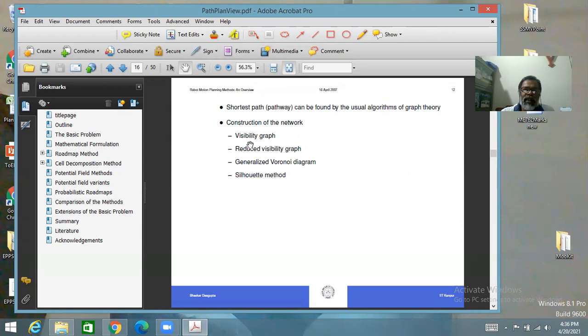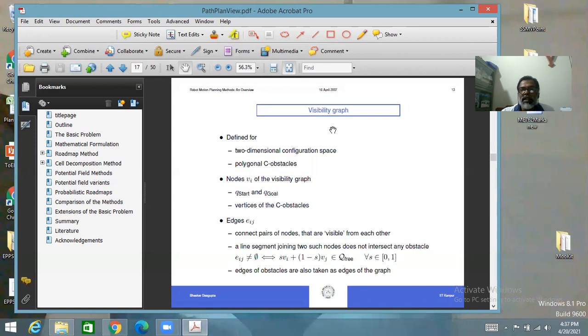So we start with the visibility graph as one of the methods of roadmap construction. It is defined for two-dimensional configuration space only and only for polygonal C obstacles. Now, out of these two limitations, the polygonal C obstacle is not much of a limitation, because if the C obstacle has curved boundaries, then you can always approximate it with a polygonal boundary. Because it has not been said how many vertices it can have, you can always model it with something like 30 vertices, which is essentially a curve.